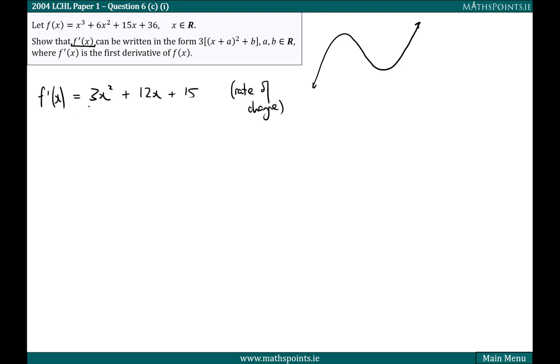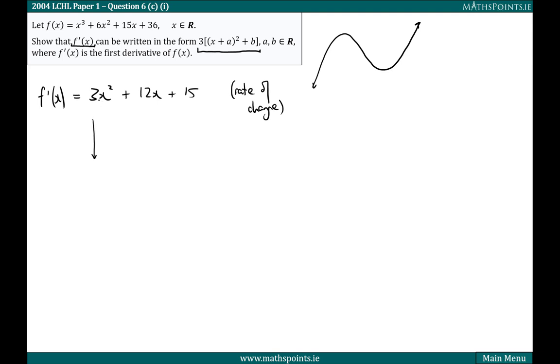But what they've asked us to do is express the derivative in the form 3 on x plus a squared plus b. So they're asking us basically to write this in completed square form. So let's go ahead and do that, and the steps here are slightly more complicated than what we looked at, so let's come down and give ourselves a bit of room.